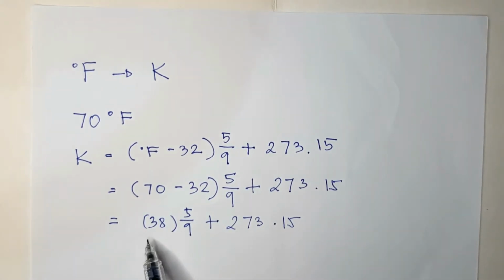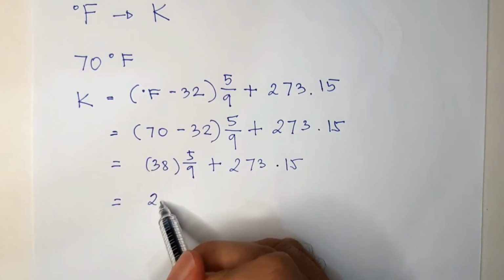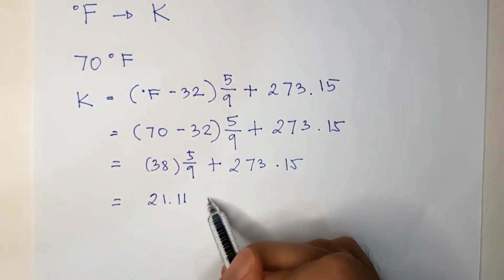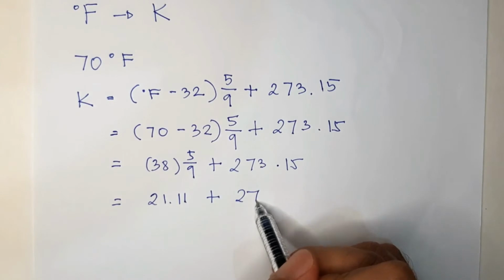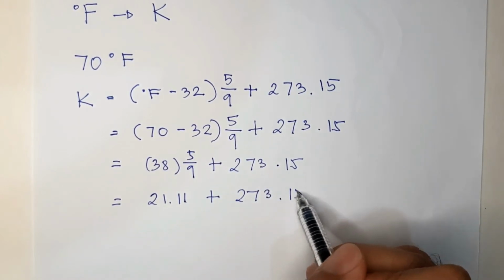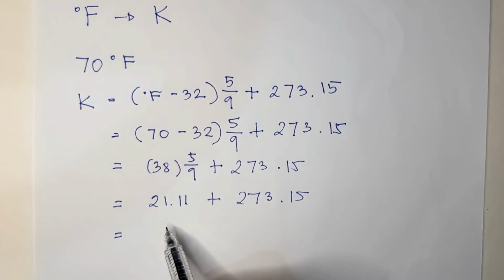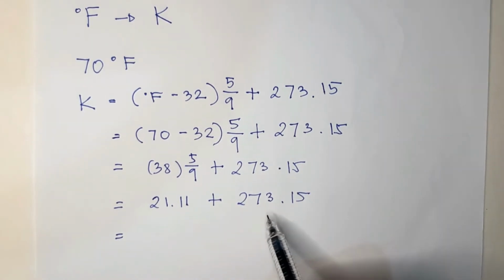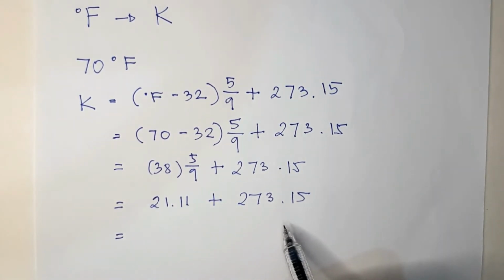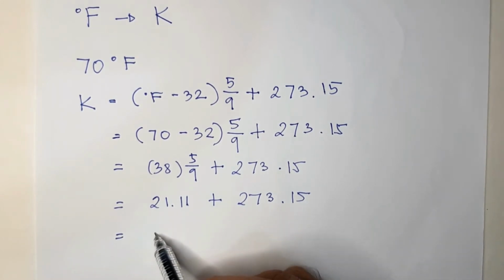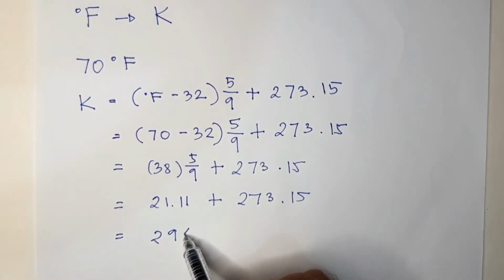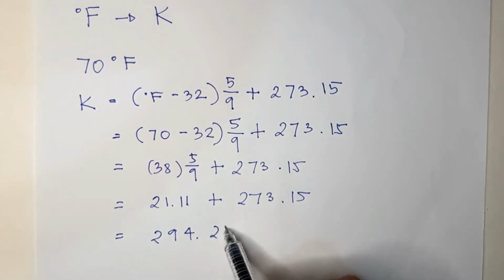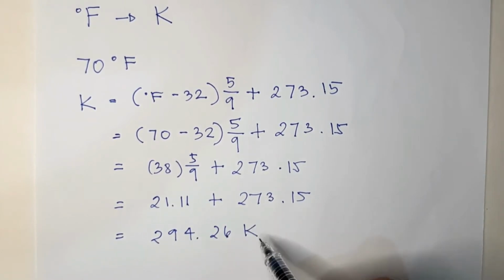And then we multiply 38 to 5 over 9. So 21.11 plus 273.15 equals 294.26 Kelvin.